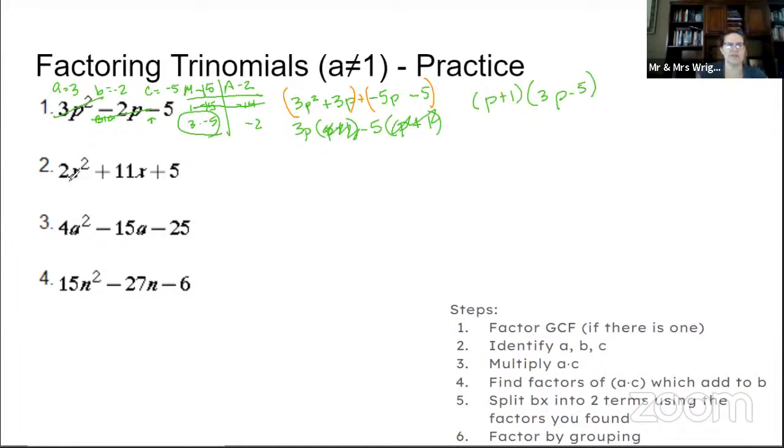All right, moving on. I've got here 2x squared plus 11x plus 5. I've got no common factors, so I'm done with that. A is 2, B is 11, and C is 5. I want to find something that multiplies to A times C. So 2 times 5 is 10 and adds to be 11. So 1 times 10, 2 times 5. They both have the same sign and they're both positive. 1 plus 10 is 11, and there's my answer. 2 plus 5, that's going to be 7, so that didn't work.